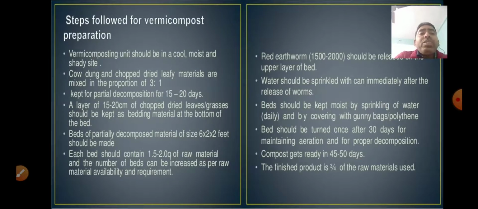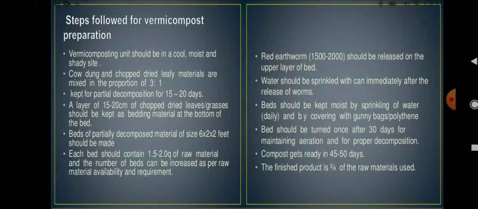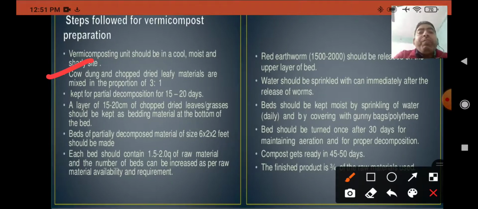The steps on how to make vermicompost have been given. The vermicompost unit should be in a cool, moist and shady site. Cow dung and chopped dried leaf material are mixed in the proportion of 3:1 and kept for partial decomposition for 15 to 20 days. A layer of 15 to 20 centimeters of chopped dried leaves and grasses should be kept as bedding material at the bottom of the bed, and a bed of the partially decomposed material of size 6 by 2 by 2 feet should be made.